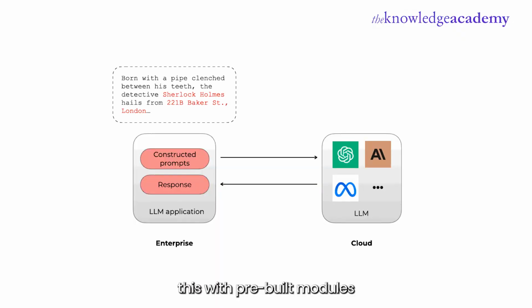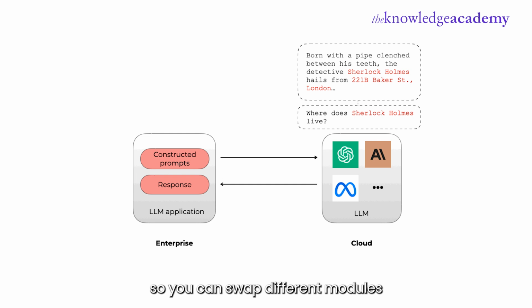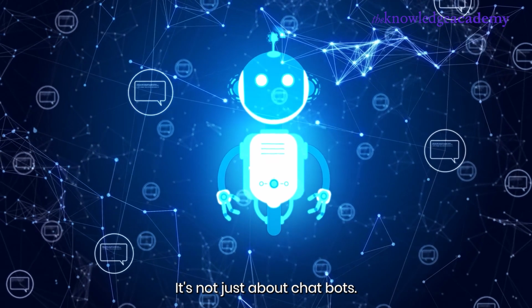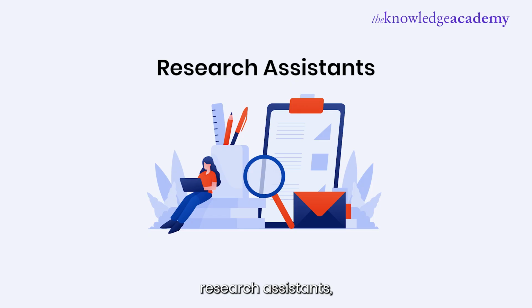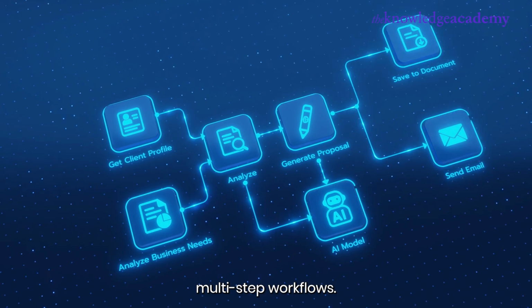Before frameworks like LangChain, developers had to write complex custom code to integrate LLMs into apps. LangChain simplifies this with pre-built modules and a flexible interface, so you can swap different modules or prompts without rewriting your program. It's not just about chatbots. LangChain powers intelligent search engines, summarization tools, research assistants, and AI agents that automate multi-step workflows.